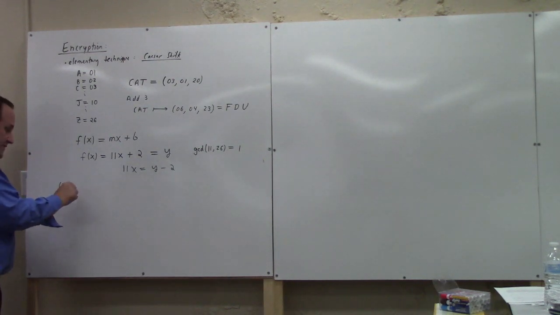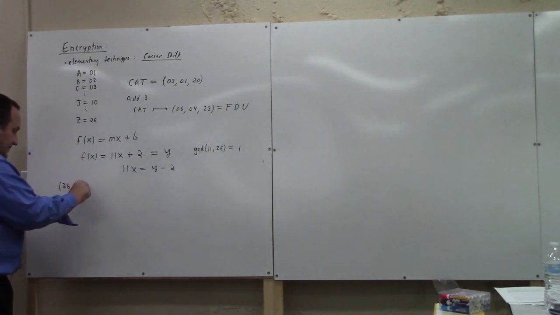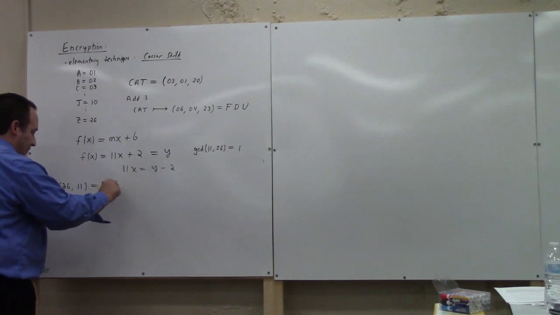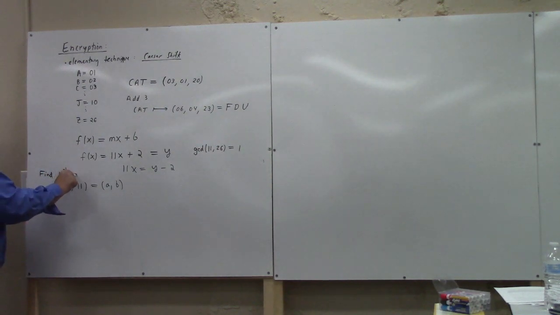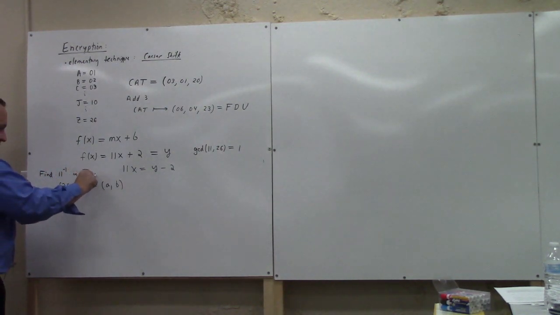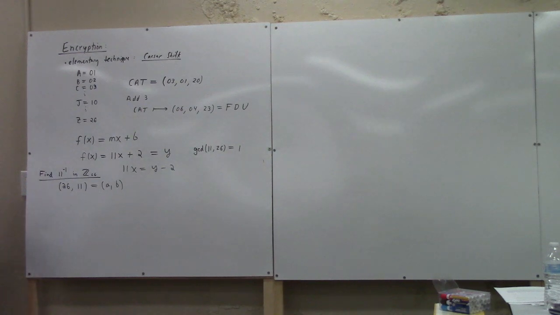What we can do is this. 26, 11, that's A, B, all right? So we'll use the vector Euclidean algorithm right here. Our goal is to find 11 inverse in Z26. Okay, that's what I'm doing.